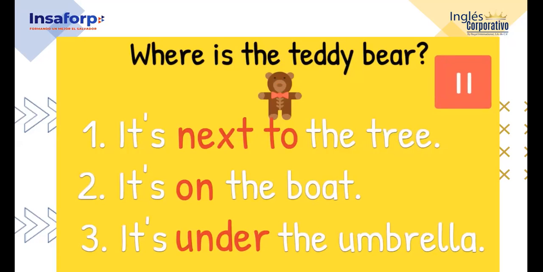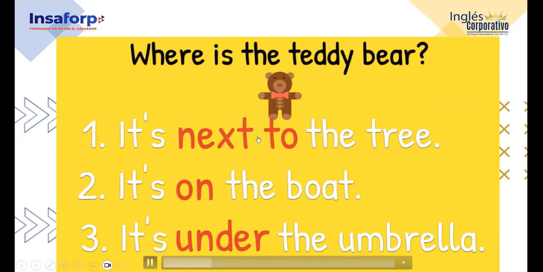Tell me. Number one is next to the tree. Number two, it's on the boat. Number three, it's under the umbrella. Okay, so what's the correct answer, mister? Tell me. Yo no recuerdo haber visto ninguna sombrilla. No. I don't know, but what's the teddy bear? It's on the boat. Number two. Okay. Let's see if you remember.